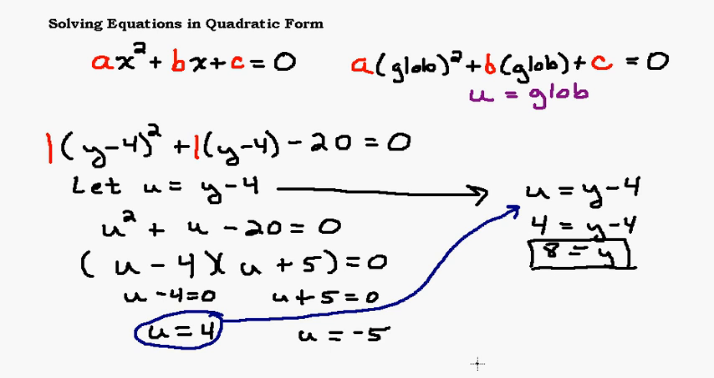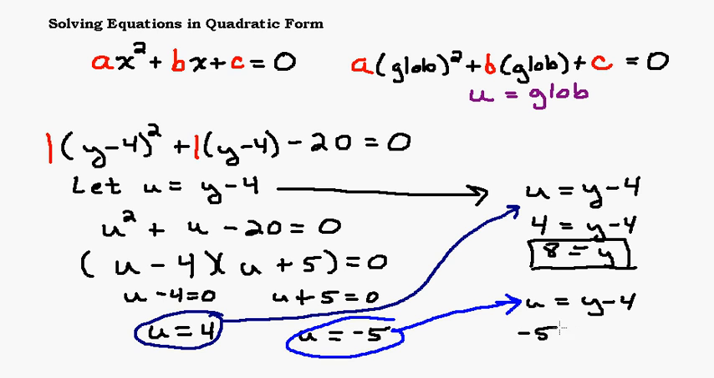y equals 8. Do the same thing. Take the negative 5 and put it in for u. So our original substitution formula there. Take that guy, put him where the u is. Let's see what we get. Negative 5 equals y minus 4. Add 4 to both sides. We get negative 1. So there's our two answers.